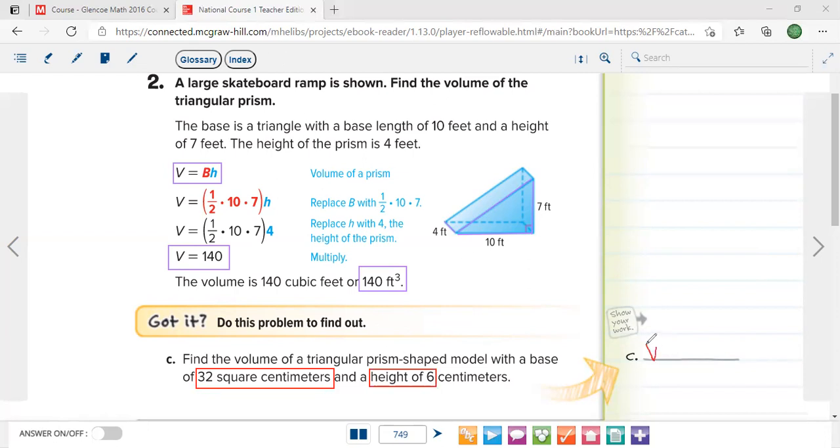We are going to say volume equals BH. Since B is given as 32 square centimeters, this is area. The area is ready. So 32 multiplied by the height of the prism, which is 6. So 6 multiplied by 32, 6 by 2, 12, carry up 1, 6 by 3, 18, and 1, 19. So this is 192 centimeters cubed.